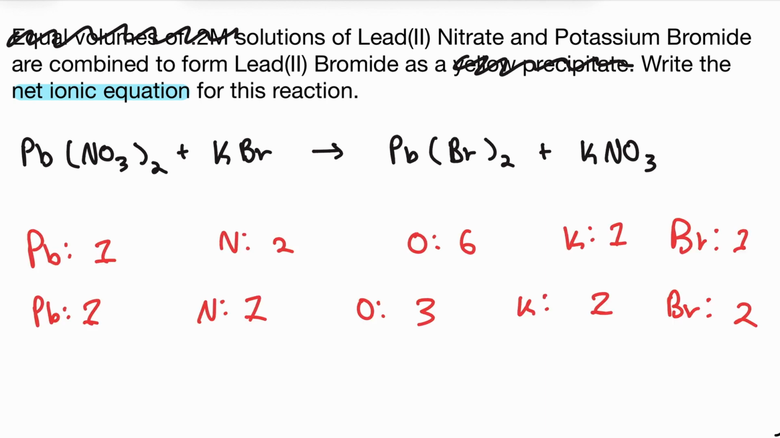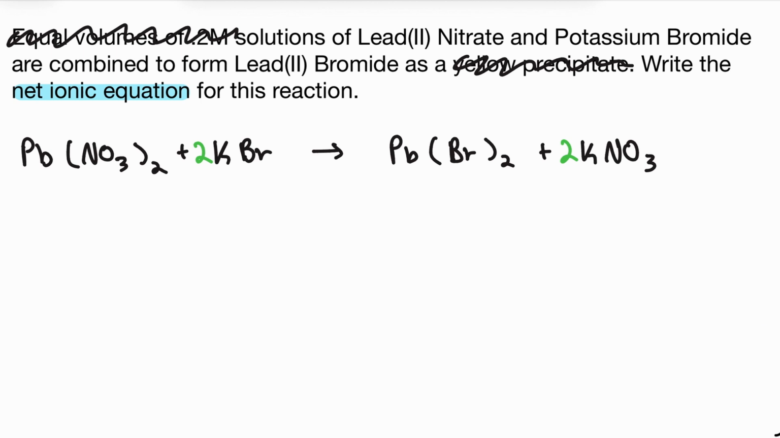First thing I notice, my lead is fine. I do have to double my nitrogen on the right side of the equation. So let's double that. And with doing so, my nitrogen is good and my oxygen is now good. But so now I need twice as much potassium on the left side of the equation. So let's put a coefficient of 2 right there. And that'll fix my potassium and my bromine problems. So my equation is now balanced. Because it's balanced, let's go to step 2 and break this up into its individual ions.